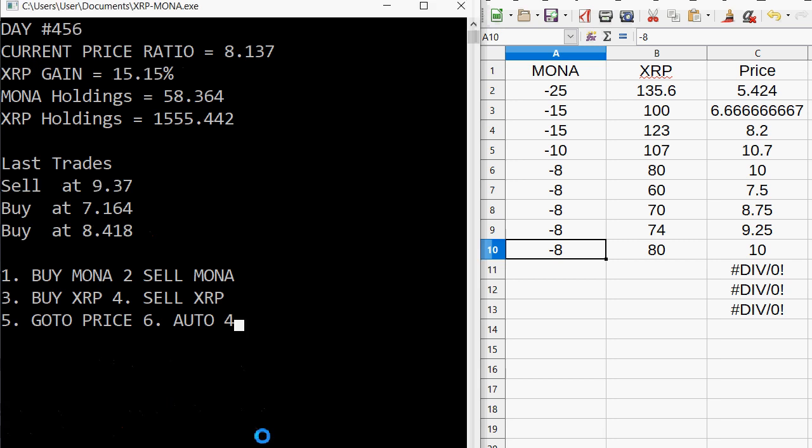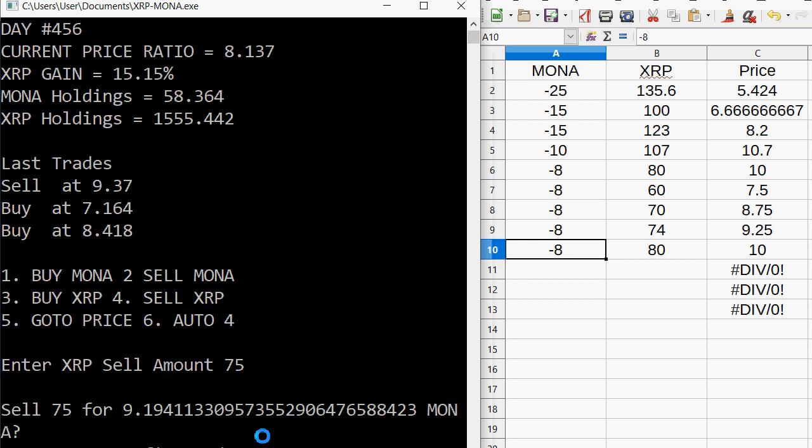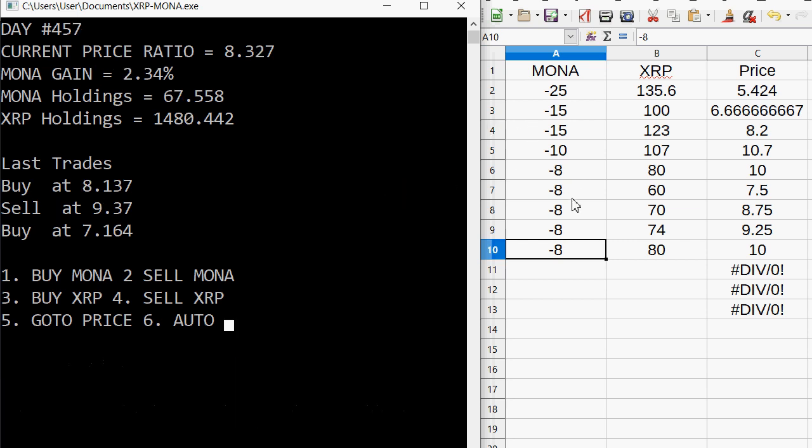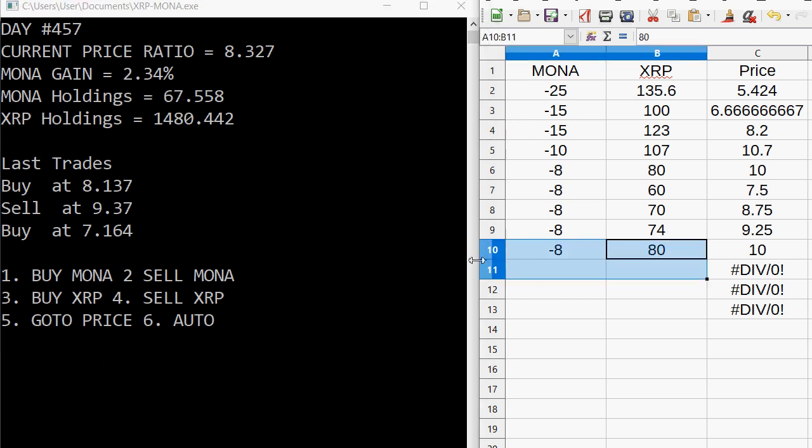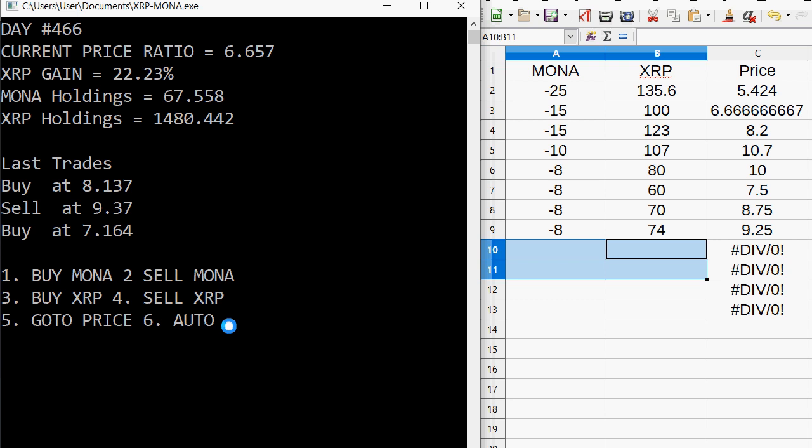15% gain, I can get rid of one of them easy. So we'll just do that. And 22% gain here, 6.6. Let's take care of, say, maybe 2 to 3 of them. Let's do 3.